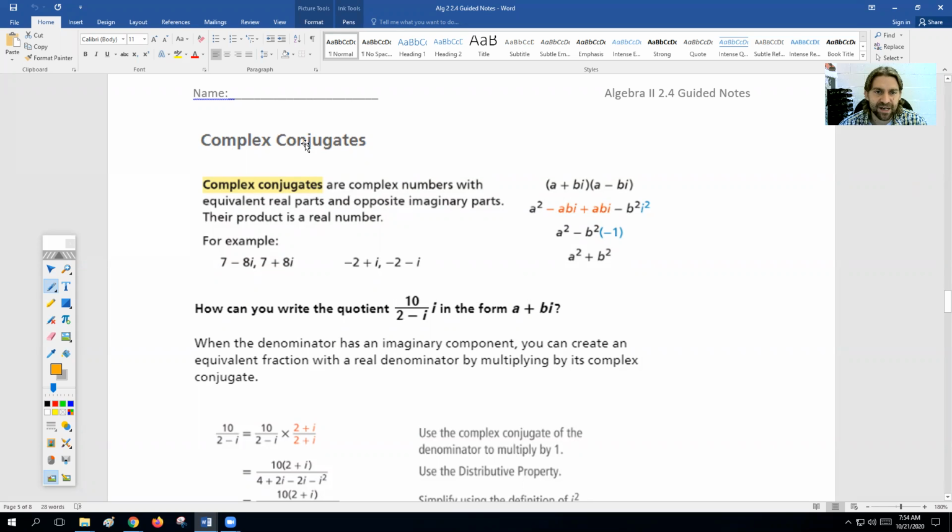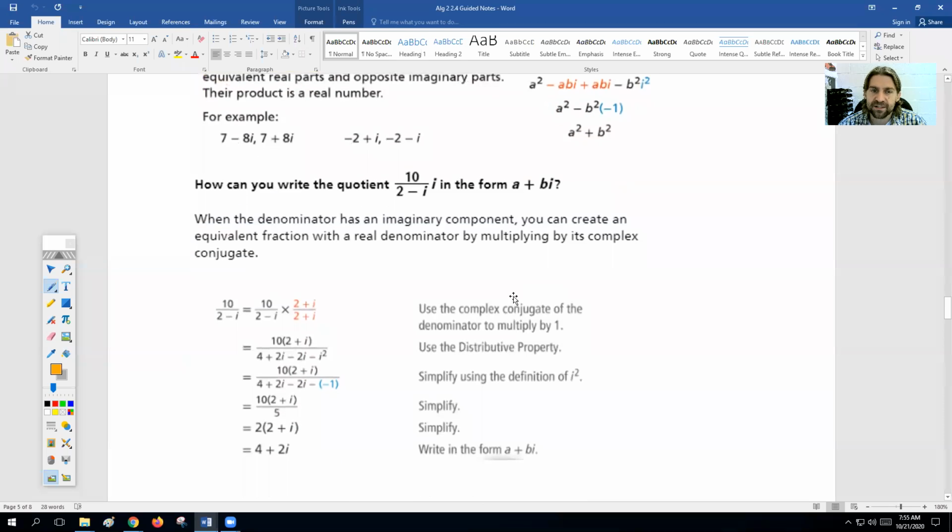Complex conjugates are complex numbers with equivalent real parts and opposite imaginary parts, and their product will always become a real number. We've done examples of this, like 7 minus 8i times 7 plus 8i. The i's in the middle, the imaginary part, go away, and when we multiply the i squares, it makes it real again. So we end up getting the real part squared plus the imaginary part squared, and it becomes nice. We're going to use that to help us divide by complex numbers.